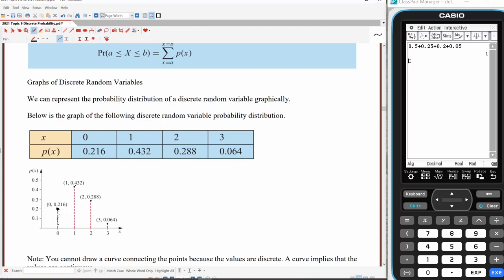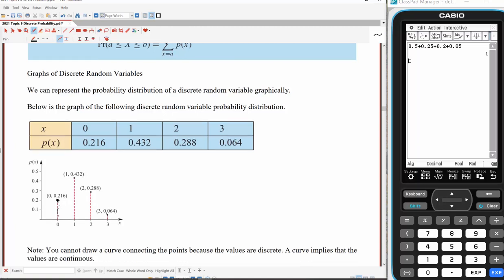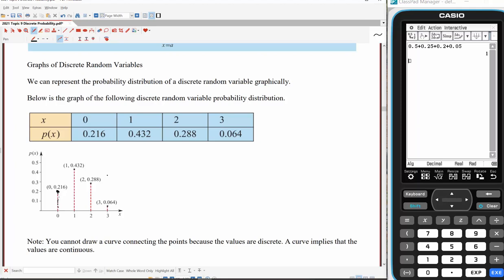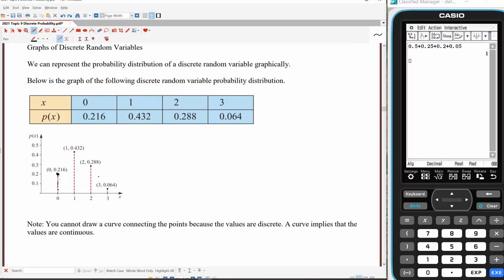1 pumps out 0.432, etc., etc. If you graph it, don't link them up with a curve. So don't do this, because that implies that 2.5 gives you a value and it doesn't. This function exists only at 4 points on the Cartesian plane. 0 there, 1 there, etc., etc.